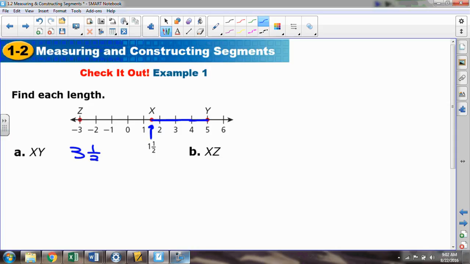Another way we could have got that without counting, we could have taken Y minus X, 5 subtract 1.5. And when we work through just addition and subtraction of mixed numbers, that would have been also 3.5. There are multiple avenues to get our correct answer. What about here on the right then? What is the distance from X to Z?